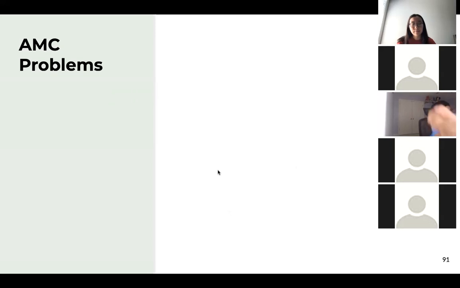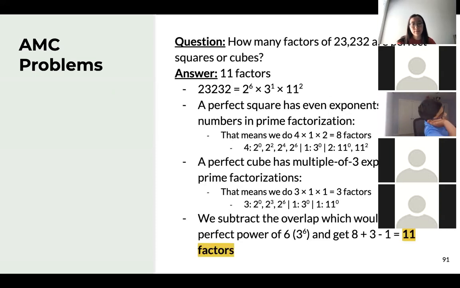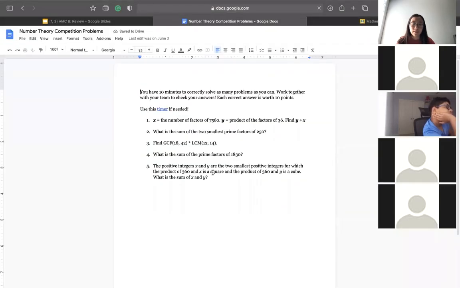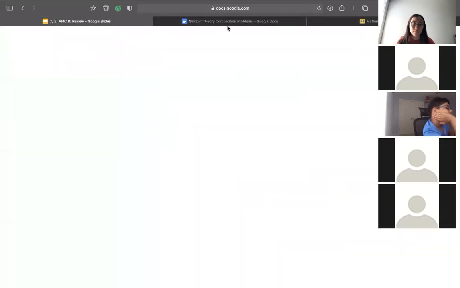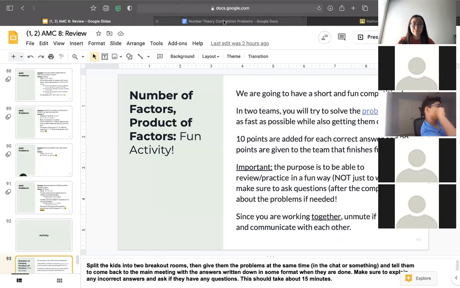All right, so we're going to skip past this problem and move on to the activity. We're going to switch this up a little bit. We're not going to have 2 teams because there's not that many people in here. But I'm going to give you access to these problems, and you can make a copy of it on your own. Then you have 10 minutes to solve as many as you can. At the end, we'll see who has solved the most. These are a bit simpler than the AMC ones.